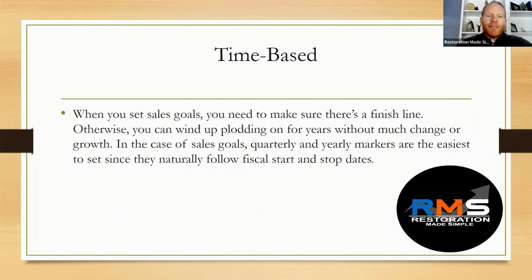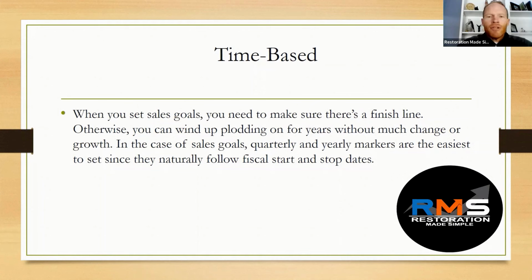Okay, so the other one, time-based goals. When you set your sales goals, you need to make sure there's a finish line, right? Otherwise, you can wind up trotting through everything for years without much change in growth. In the case of sales goals, quarterly and yearly markers are the easiest to set since they naturally flow with the fiscal year. So make sure as you're doing these goals that at least, I would say the bare minimum, is quarterly. However, I can say with my sales reps, we were going over them monthly because that's how they would get paid their commissions, at the end of the month.